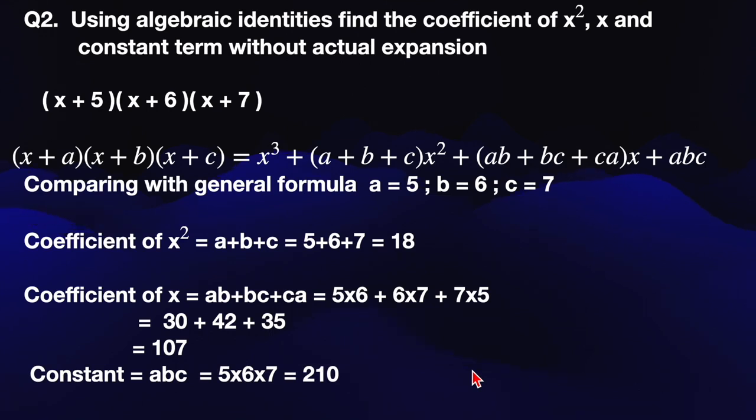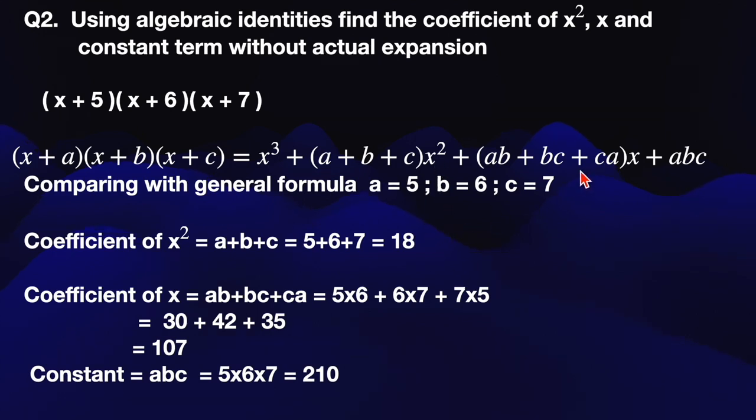Question 2. Using algebraic identities, find the coefficient of x square, x and constant term without actual expansion. (x plus 5) into (x plus 6) into (x plus 7). Write down the general formula like this. Okay. Now when we compare with this general formula, we find that a is equal to 5, b is equal to 6 and c is equal to 7. Write it down. Coefficient of x square is a plus b plus c. Add it. 18 is the answer.